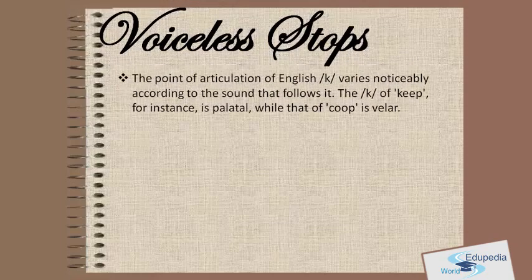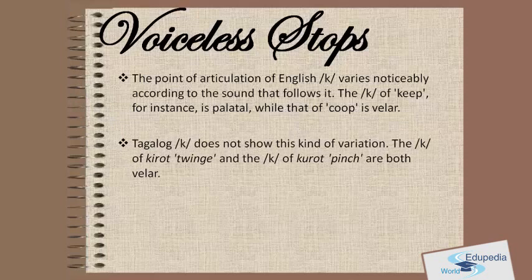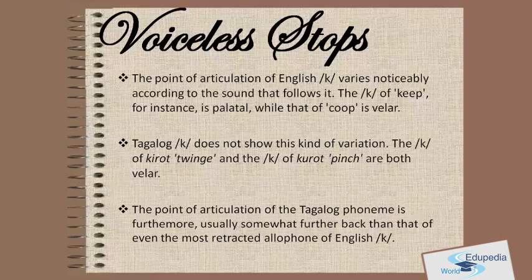The point of articulation of English K varies noticeably according to the sound that follows it. The K of keep, for instance, is palatal, while the K of cope is velar. Tagalog K does not show this kind of variation. The K of kirot, twinge, and the K of kurot, pinch, are both velar. The point of articulation of the Tagalog phoneme is furthermore usually somewhat further back than that of even the most restricted or retracted allophones of English K.